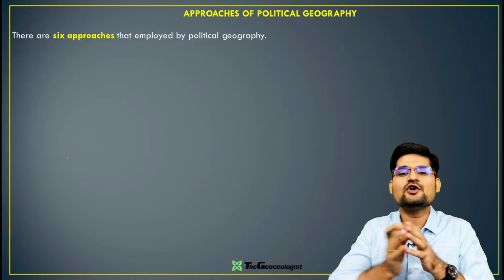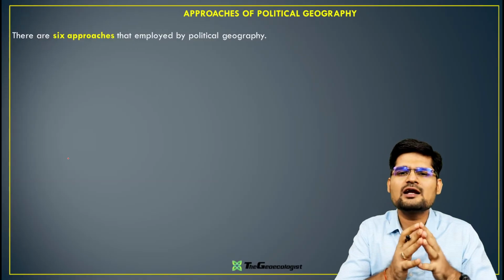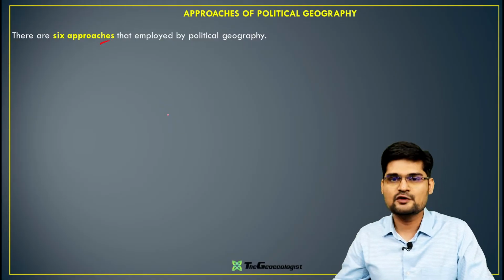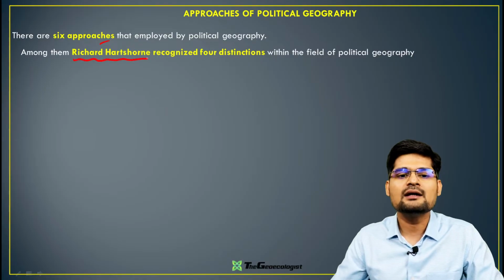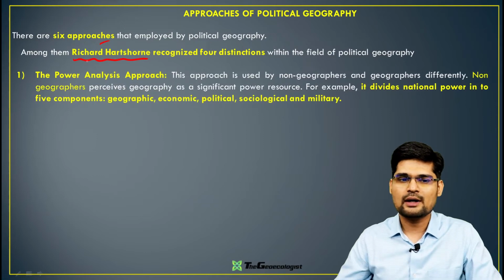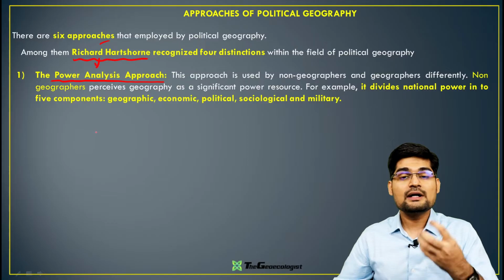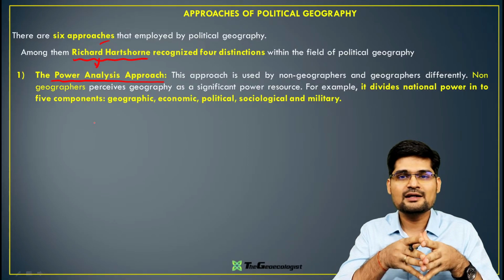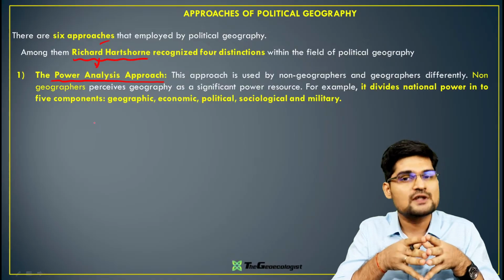Right? Now if you observe the various approaches to political geography, in total there are about 6 approaches. Out of these 6 approaches, the top 4 approaches were given by Richard Hartshorne. So what are the top 4 approaches? Let's look into it one by one. First is the power approach, power analysis approach, where the power vests in and how the power shapes the geography. Right? So for non-geographers and geographers, both of them, this approach is very important, right?